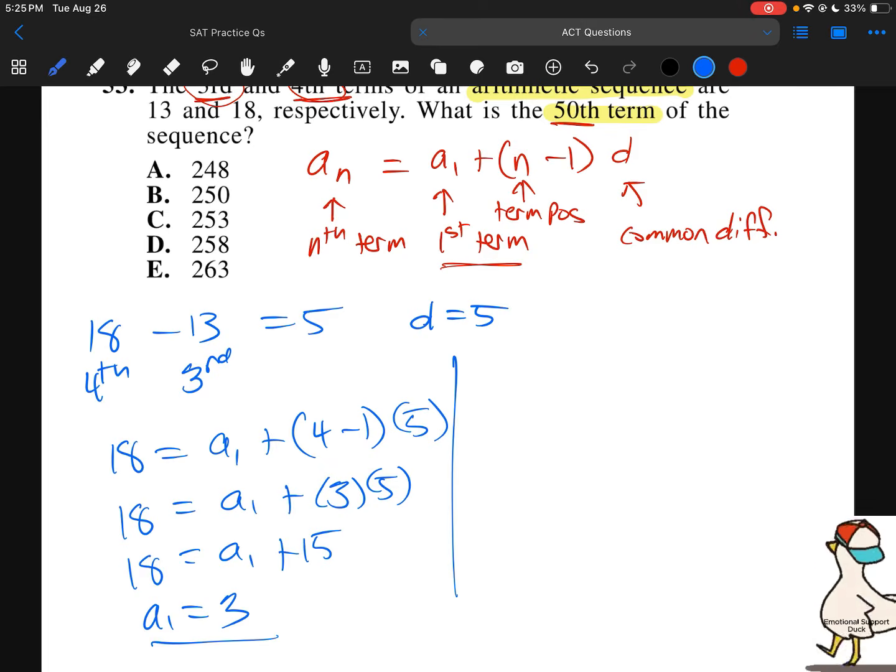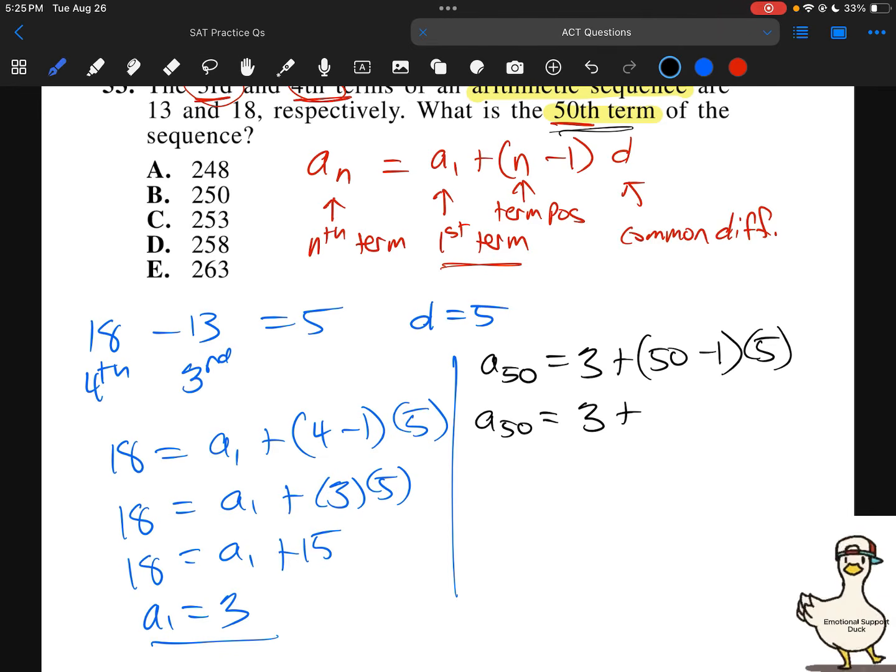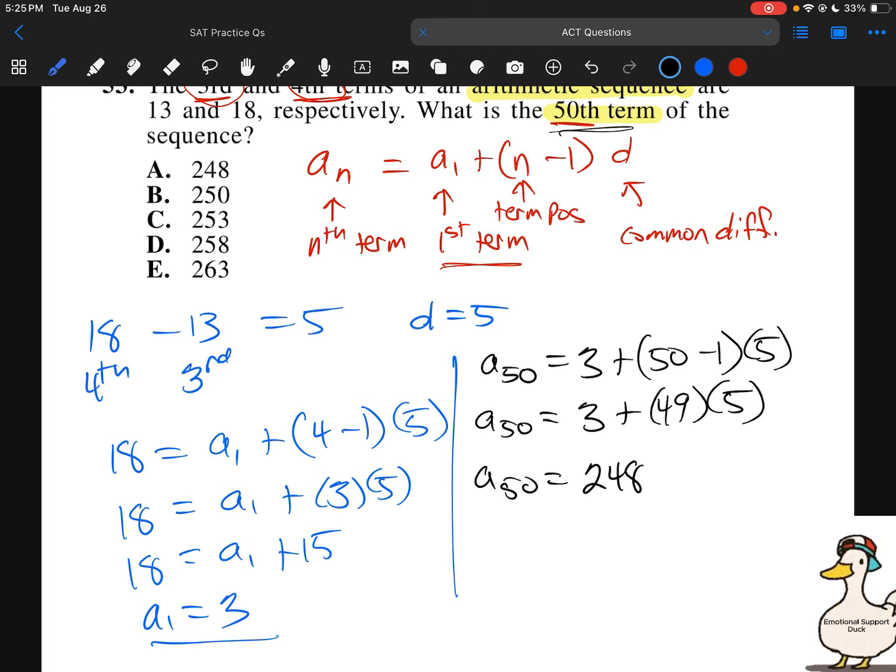So now we can plug everything in and solve for the 50th term. So a sub 50 is equal to our first term, which we found to be 3, plus our term position, which is 50, minus 1 times the common difference, which we know is 5. So a sub 50 is equal to 3 plus 49 times 5. And you plug this into a calculator, you get a sub 50 is equal to 248, which is A.